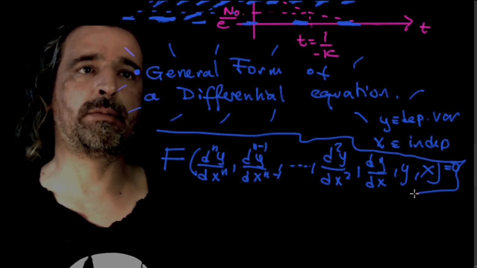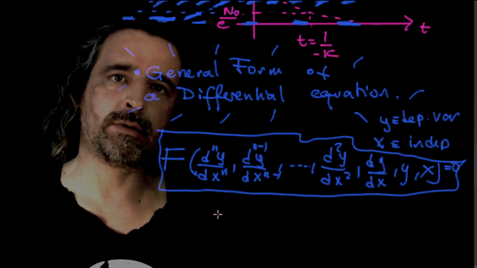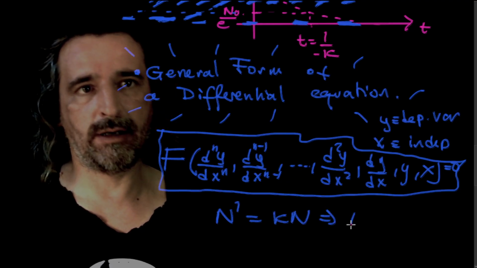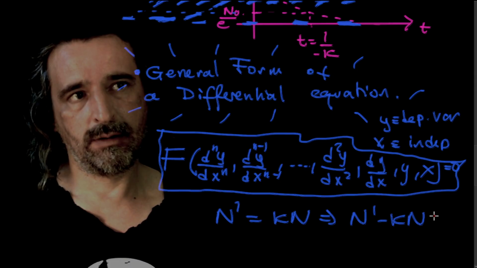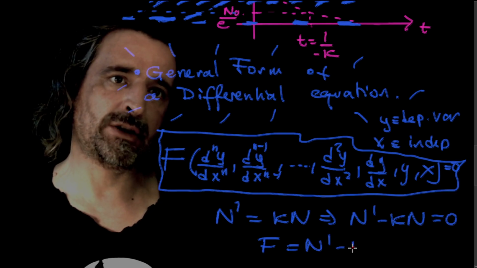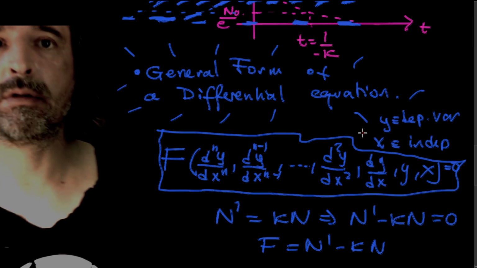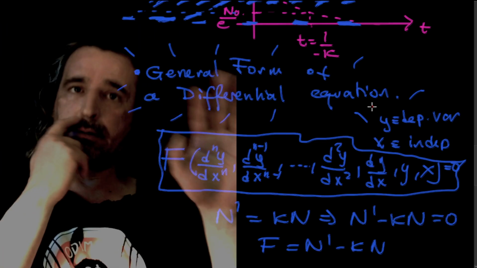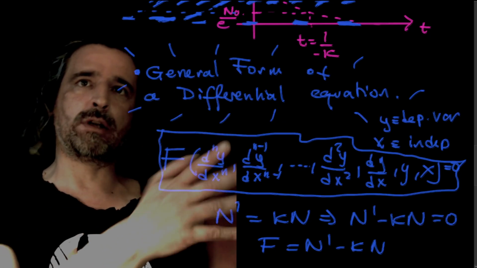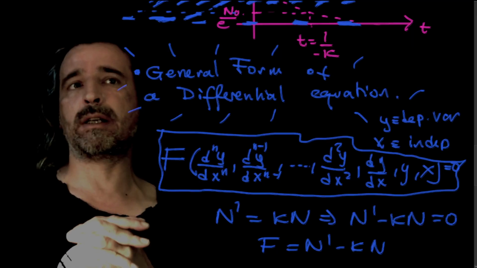You might not believe me, but take an example. The exponential growth example is n prime equals kn. Rewrite as n prime minus kn equals 0, and then your function F is n prime minus kn. So that's the general form of a differential equation. Whatever example that you want is going to fit into this one form here. So that's the general form of a differential equation.